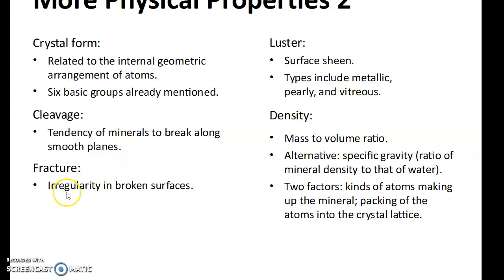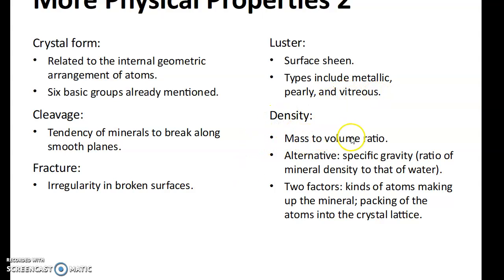Fracture is when it breaks irregularly. This is when you take a rock and break it up, and it forms all sorts of little pieces. Luster is the surface sheen, and the types include metallic, pearly, and vitreous. Metallic means a very shiny surface. Pearly is a lucent, opalescent type of material, and vitreous is a glassy type of surface.